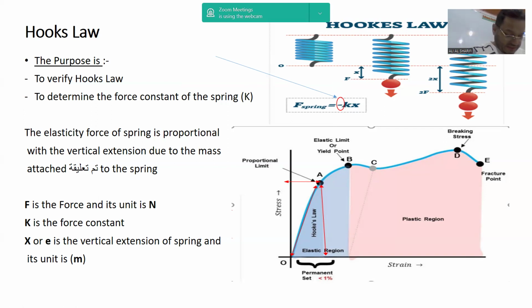It's an important thing in your experiment today. We have two purposes. The first one is to verify Hooke's law: what it means, what its function is, and what all of these elements mean. The second is to determine the force constant, that means K. And like I said before, it's different from one spring to another.